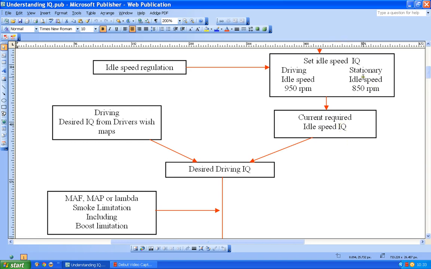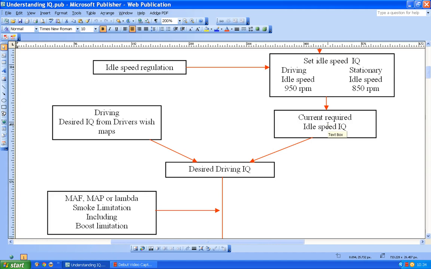So at any given time, you will have the current required idle speed injection quantity, the IQ. It could be this one because you're sitting stationary, or it could be this one because you're driving along. But at any given time, you will have an idle speed value. That value doesn't go away, so it doesn't matter whether you are idling or driving along the road. The idle value, that injection quantity for idle, remains there all the time.